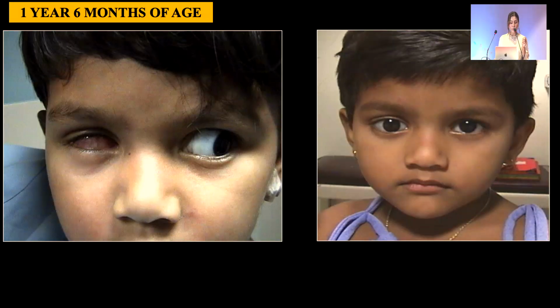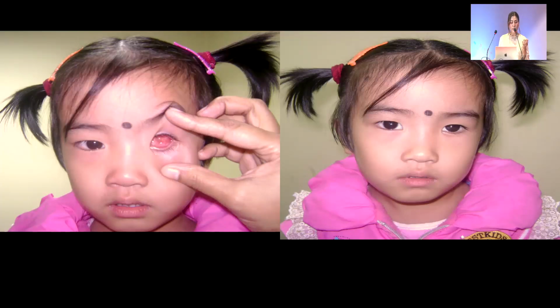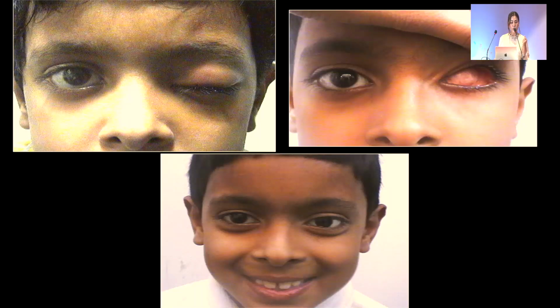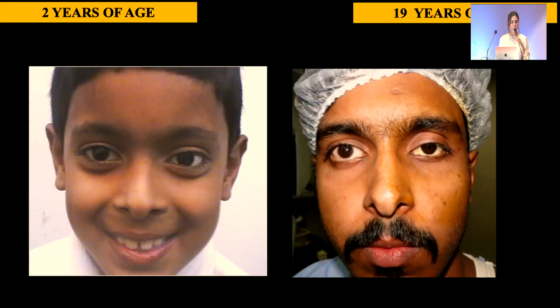So these are some of the children whom I operated on a long time back, almost 18 to 20 years back, and because the layered suture has been done, you hardly see any exposure or migration. This is a child I want to show, when we did the operation almost when he was 2 years old. Then 19 years later, he comes to me. Now he has become conscious.